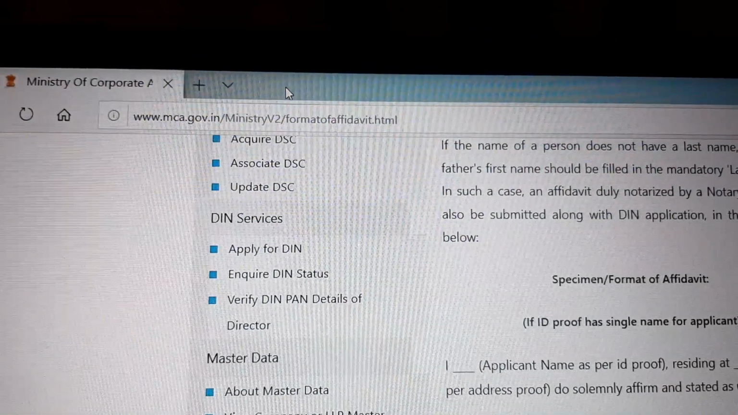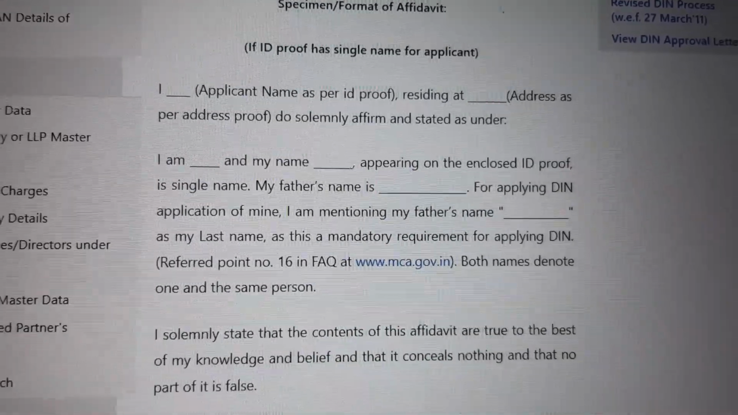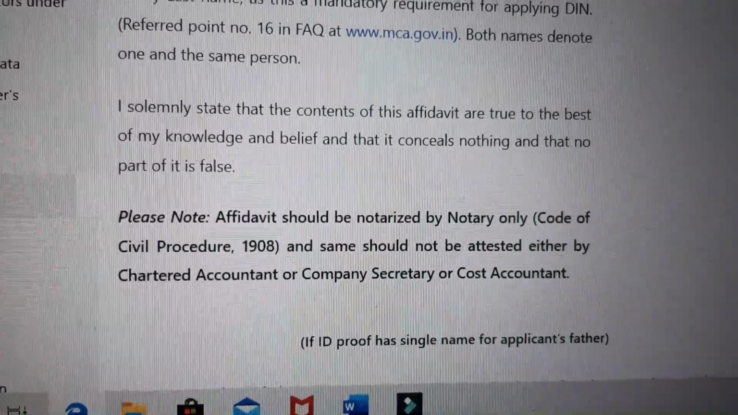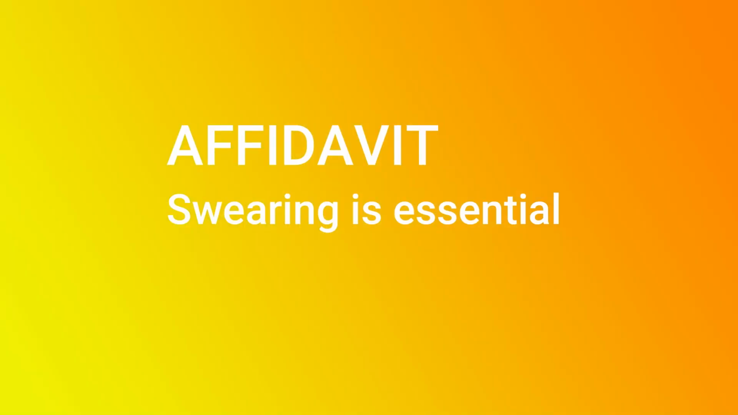Just see the screen. It is a site of the Ministry of Corporate Affairs, wherein specifically it has been mentioned that this affidavit has to be notarized and should not be attested by CA or CS. But in case of an affidavit, the deponent has to swear before the notary or judicial magistrate, depending upon the purpose of the affidavit. I hope the concept of affidavit is now much more clear to you all.